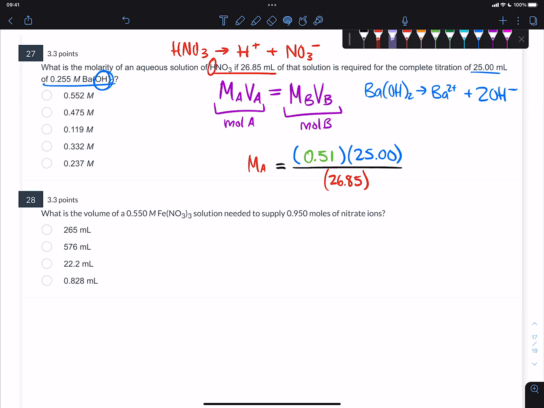So let's figure out what our math is going to be. Multiply that by 25 and divide that by 26.85. And we get 0.475, and that's going to be our answer. It's really easy to use the wrong molarity for the base if you forget that this particular base has twice as many hydroxides. So it's got to be neutralized twice, so to speak. If you use the wrong numerator here, you would have an answer that is half of this. And it makes sense that one of the distractors is this incorrect answer there.